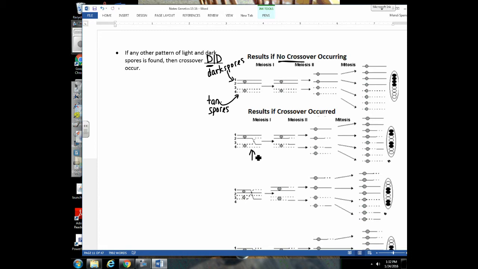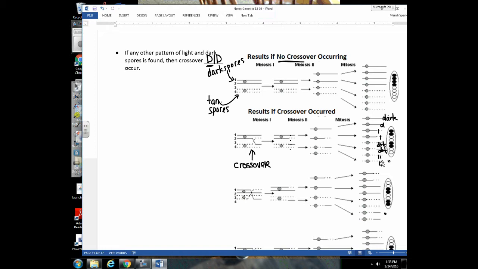So we definitely can see crossover is happening right here. This chromosome has a code for dark, and this chromosome has a code for light. This chromosome is getting the allele for dark, and this chromosome has the allele for light. And when they're sorted out through meiosis and mitosis, we're going to have an allele going into this spore, and it's coding for dark, dark, light, light, dark, dark, light, light.